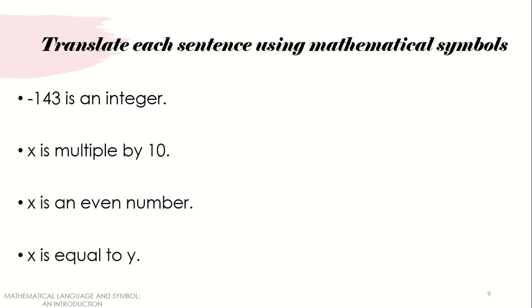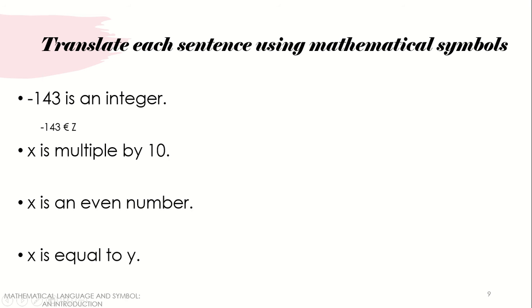Let's have another one. Let's try to translate each sentence using mathematical symbols. The first one is negative 143 is an integer. Paano ba natin siya i-convert or i-translate using the mathematical symbols? We're going to use this symbol. Ang Z ay nirepresent ang integer. Integer ba yung negative 143 na yan? Yes, kasi negative siya. Di ba? Sa integers, meron tayong negative, the zero, and the positive numbers.